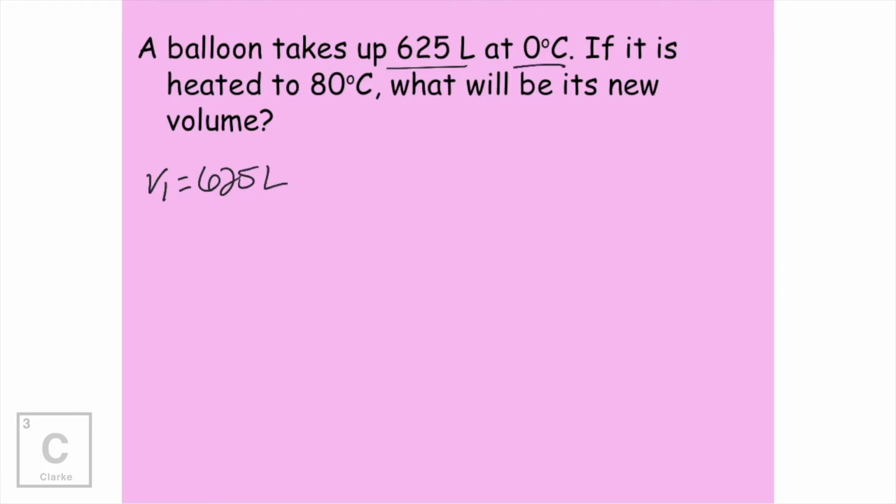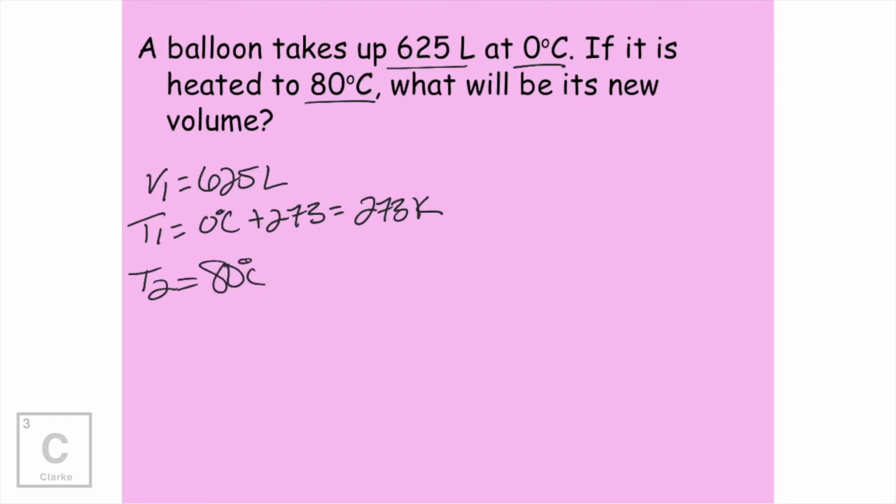Now here, this temperature, that's temperature 1, except it's in Celsius. That's a problem. Remember, we need to add 273 to that because we need Kelvin. 0 plus 273, that's just 273 Kelvins. Let's keep reading. It's heated to 80 degrees Celsius, so that's our temperature 2. But again, that's 80 degrees Celsius. We need Kelvin. We're going to add 273 to that, and I'm getting 353. Okay, so now we're ready to use our formula.